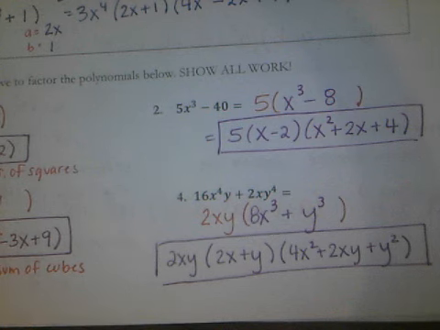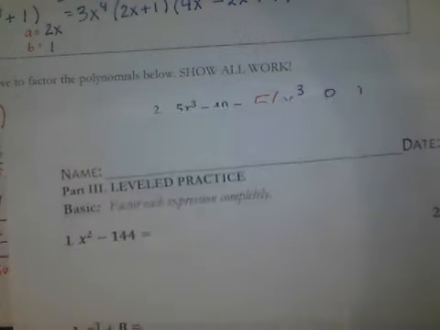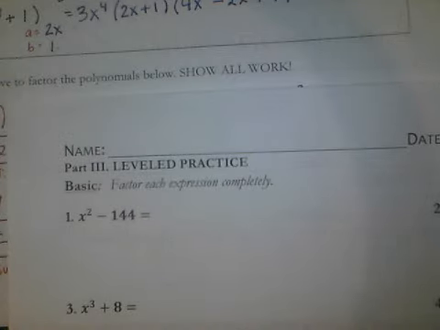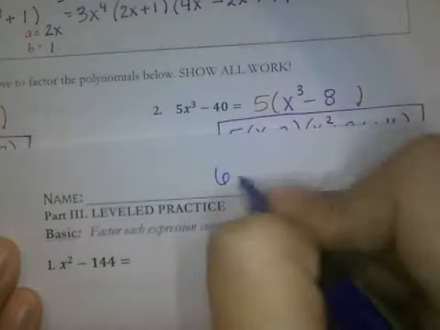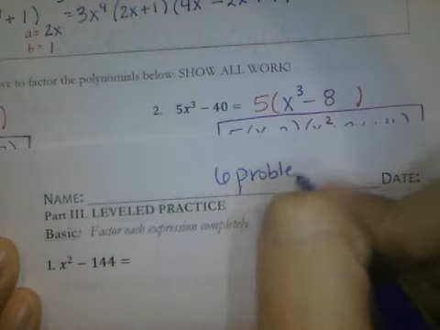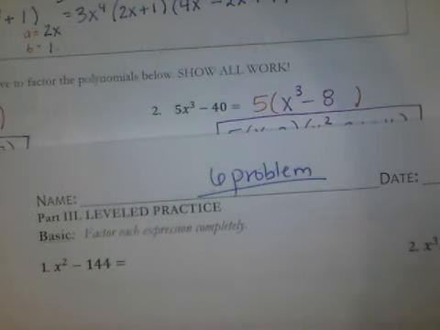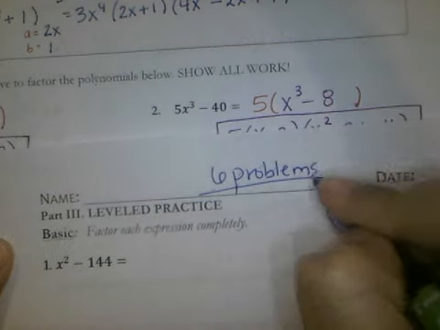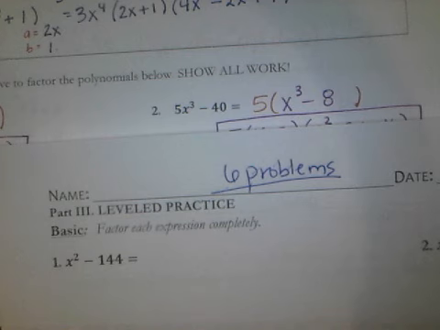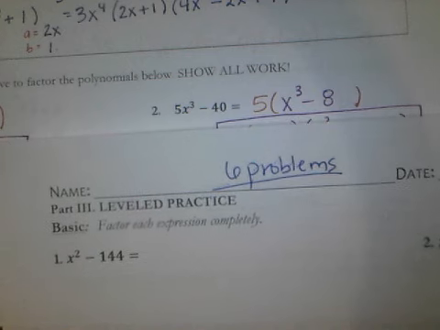On the next page, you will see 3 different sets of problems. They are labeled basic, proficient, and advanced. Your assignment for the remainder of class is to complete a total of 6 problems. You could do this by doing just the basic, just the proficient, or just the advanced, or you are welcome to mix and match from these 3 levels.